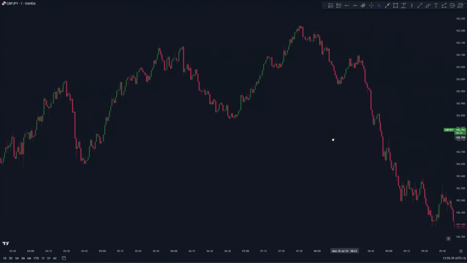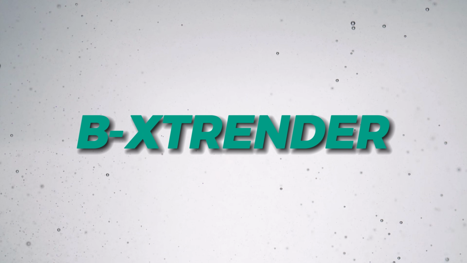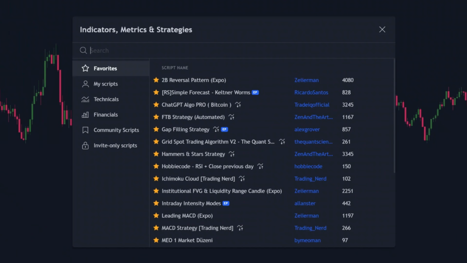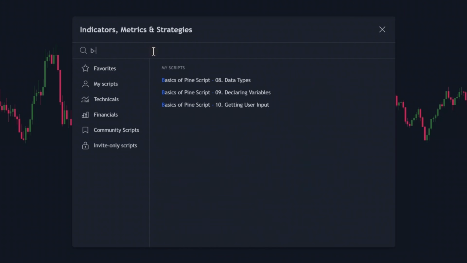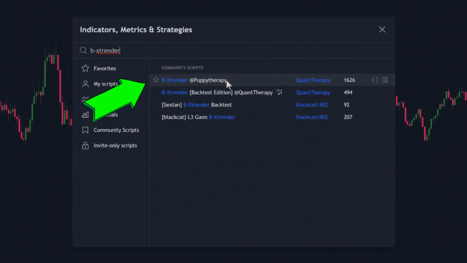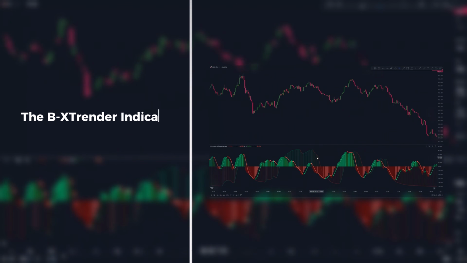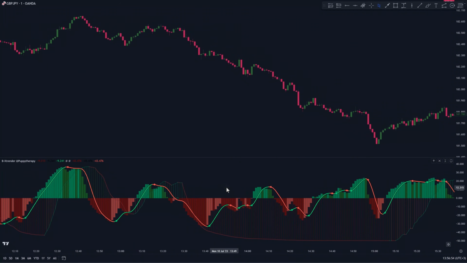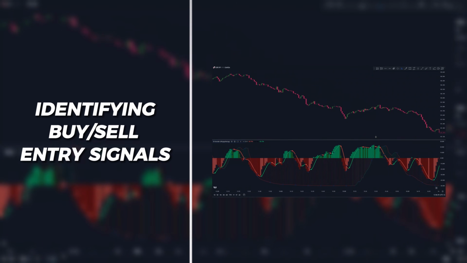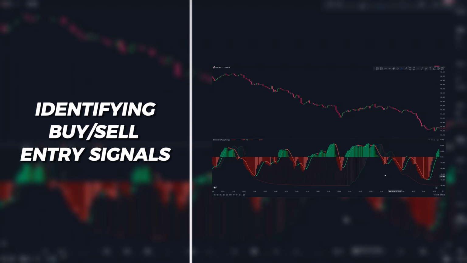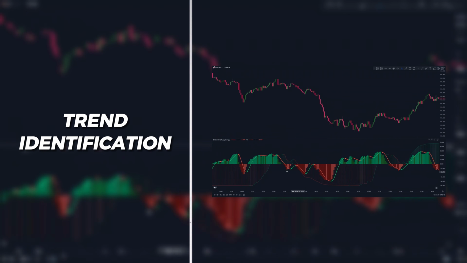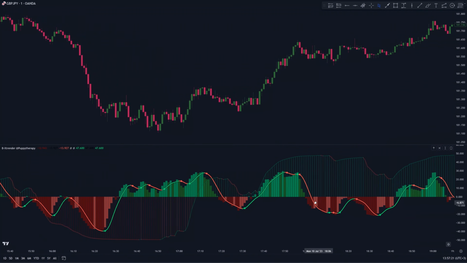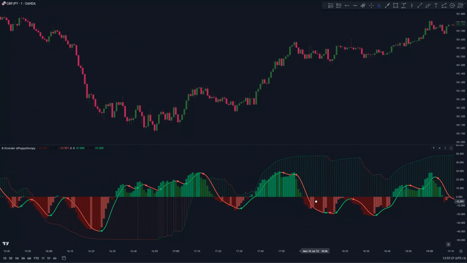So the indicator that we're talking about is called B-Xtrender. To add it to your chart, go to Tradingview and open the indicator search tab. Next, type in B-Xtrender. Select this one by Quant Therapy. The B-Xtrender Indicator is a versatile 3-in-1 tool. It can be used in 3 significant ways. 1. For identifying buy and sell entry signals. 2. For trend identification. And 3. For momentum identification.